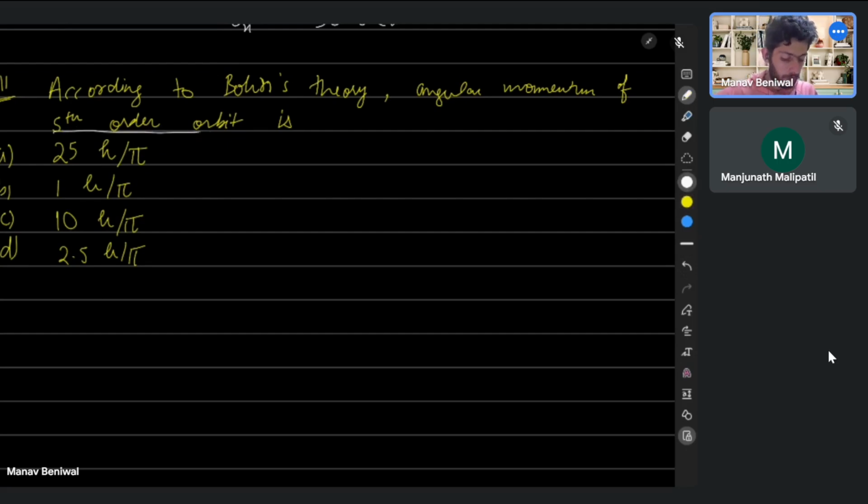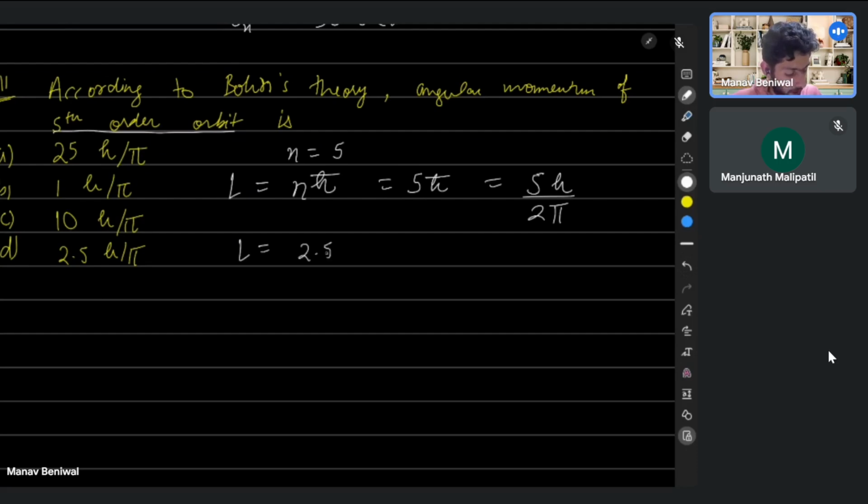So for the fifth order orbit, where n is 5, we know that angular momentum L is quantized as n times h cut. So for the fifth order orbit, this will be 5 h cut, and h cut is nothing but h over 2 pi. Okay, so we get L as 2.5 h over pi. So D is the correct answer.